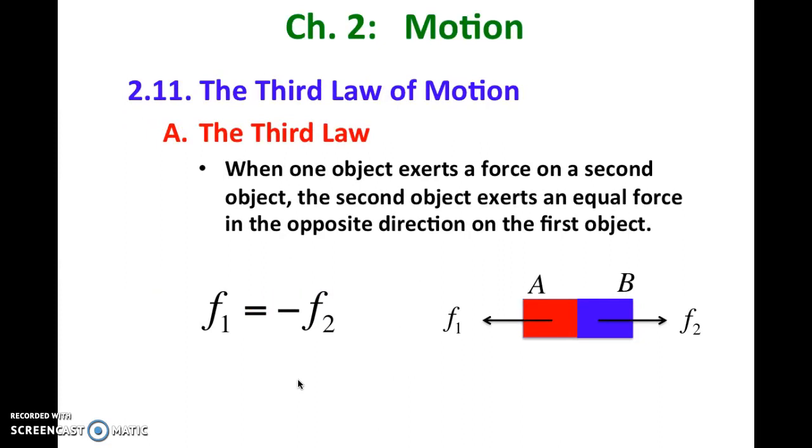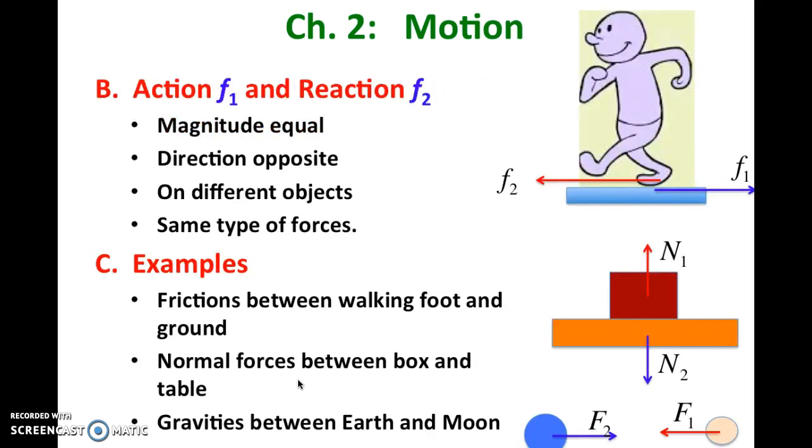The third law of motion is described as: when one object exerts a force on a second object, then the second object exerts an equal force in the opposite direction on the first object. So the force on A by B, F1, equals the negative of the force on B by A, F2. So F1 equals negative F2. That's the formula for the third law. If we call F1 the action, then F2 is the reaction.